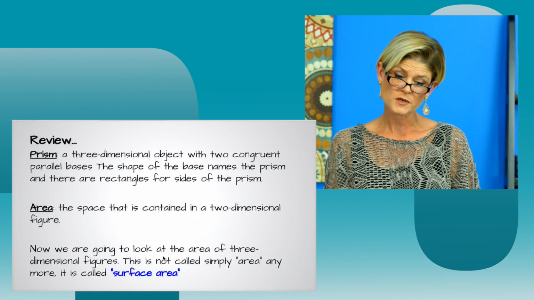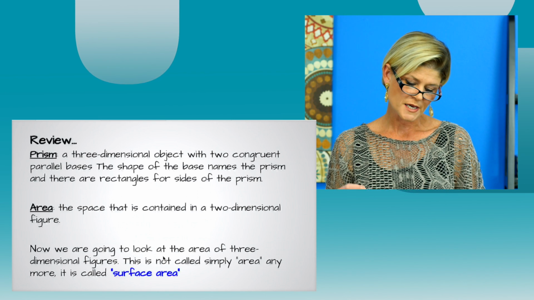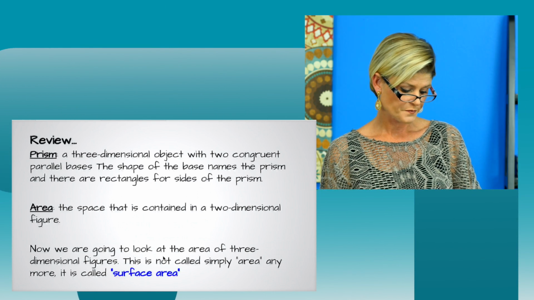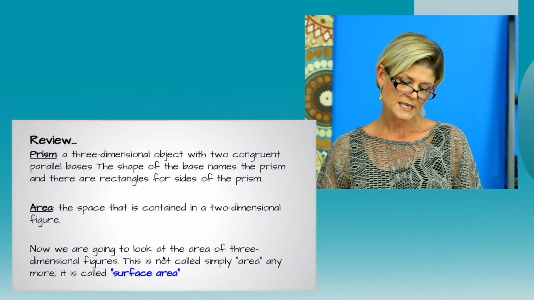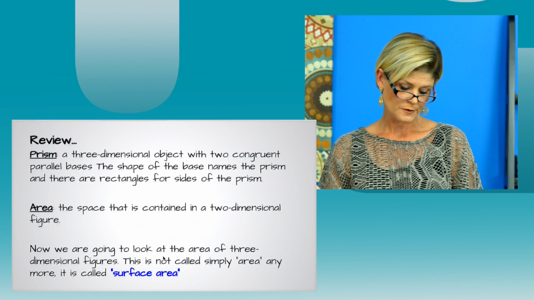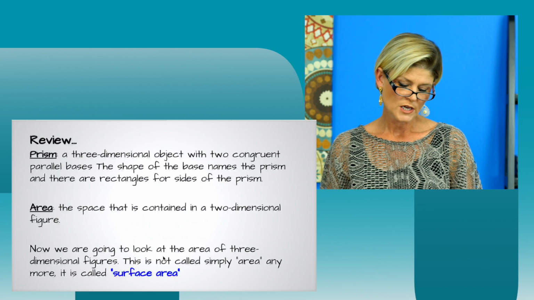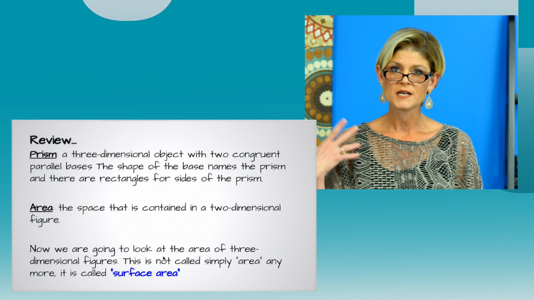All right, let's do a quick review. A prism, remember, is a three-dimensional object with two congruent parallel bases. The shape of the base names the prism, and there are rectangles, four sides of the prism. And remember the term area. Area is the space that's contained within a two-dimensional figure. So now we're going to look at the area of three-dimensional figures. Now, this is not called simply area anymore. Now we're going to be using the term surface area.